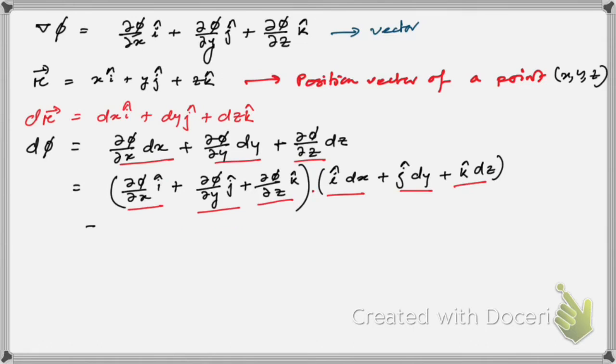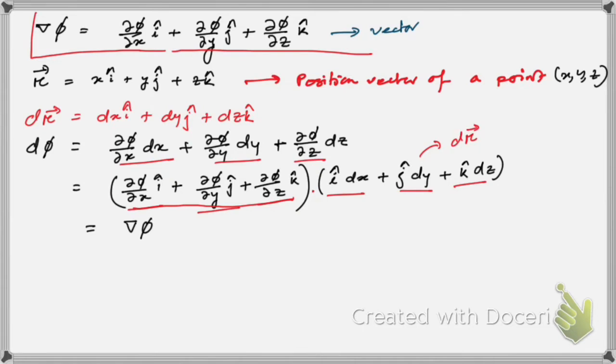You know these things, because i dot i is only 1. If you find i dot k, that's going to be 0. k dot j, that's going to be 0. You know these things, I hope. And so after that, you see this is nothing but grad phi, right? And this is nothing but the total derivative of vector r, right?